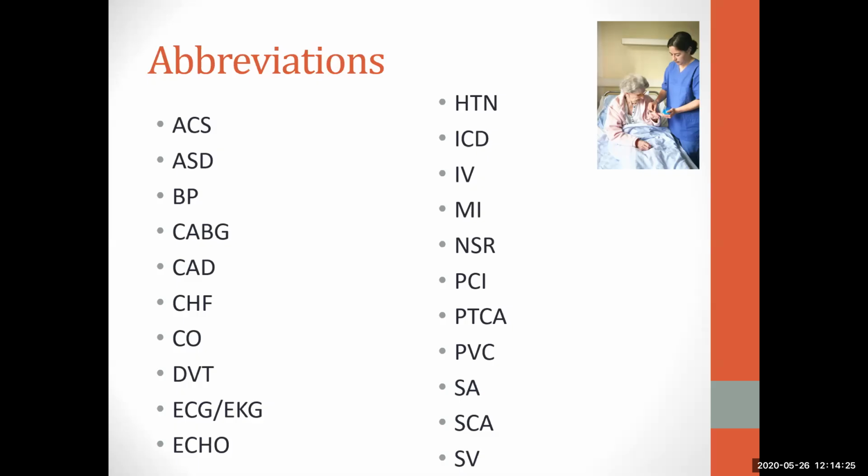Percutaneous coronary intervention is PCI, where PTCA is the percutaneous transluminal coronary angioplasty. PVC is a premature ventricular contraction, so you might feel that palpitation. SA is the sinoatrial node. SCA is sudden cardiac arrest. And stroke volume is SV. And I think that's it for chapter 9.